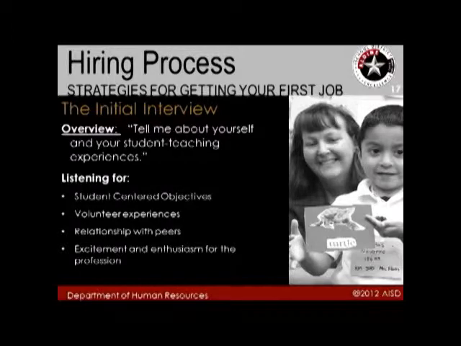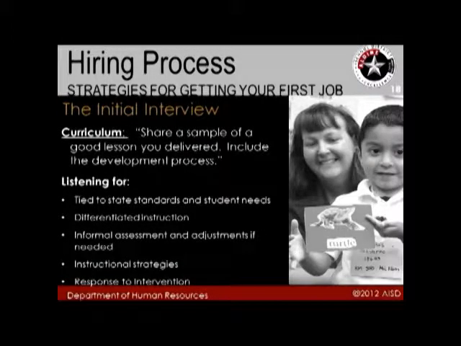Now, almost always you're going to have some sort of curriculum question. I can share this with you: questions are not going to be simple questions at the knowledge level. They could be in the form of scenarios, so that you're demonstrating the application of what you would normally answer. So think about that, and we encourage you to practice.